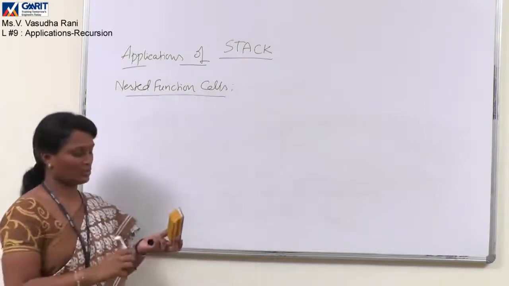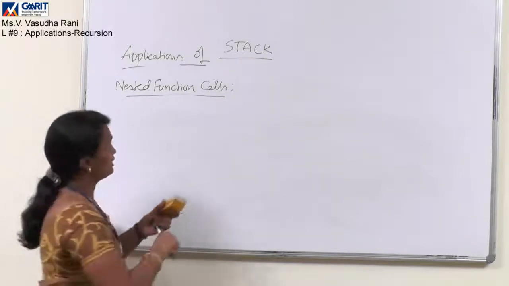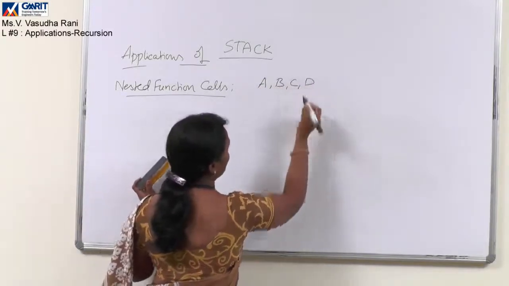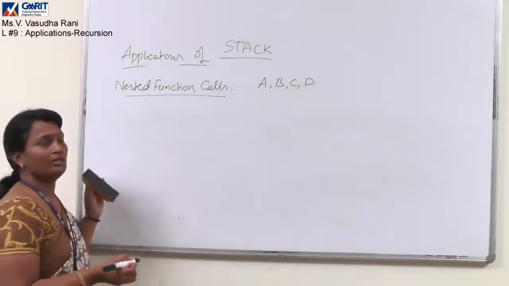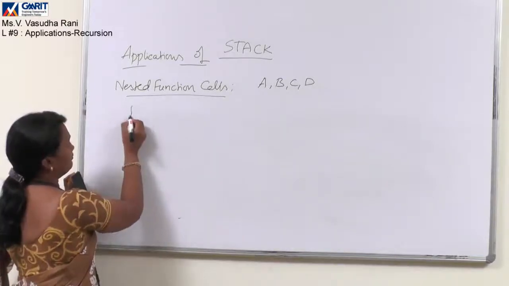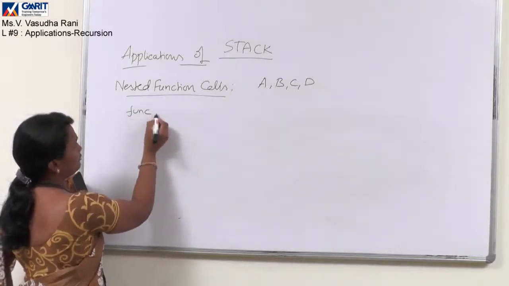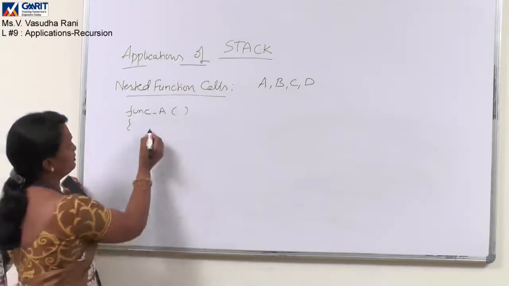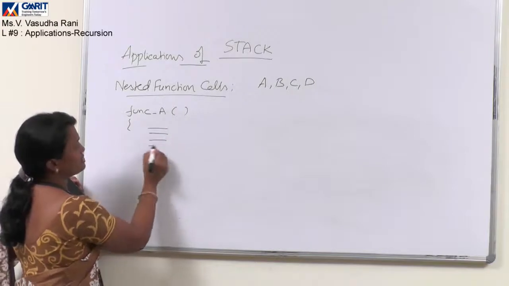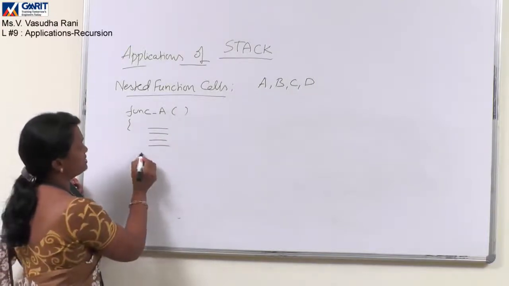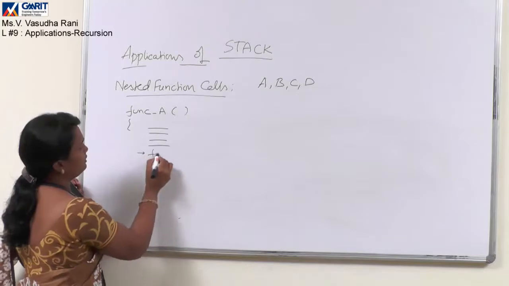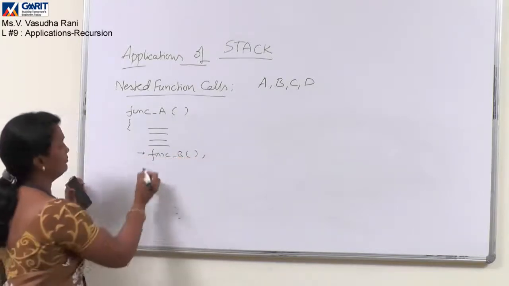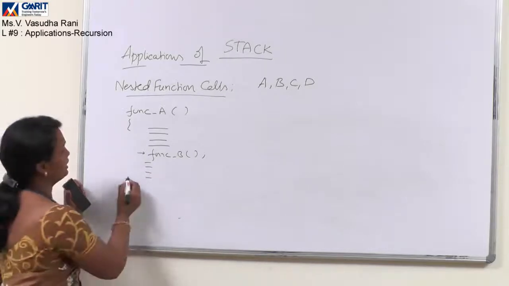What is nested function calls? If you consider 4 functions, function A, function B, function C, function D, and if considering the definition of function A, as part of function A definition, there are some statements here. As part of the statements here, we got the call for function B. Function call for function B.